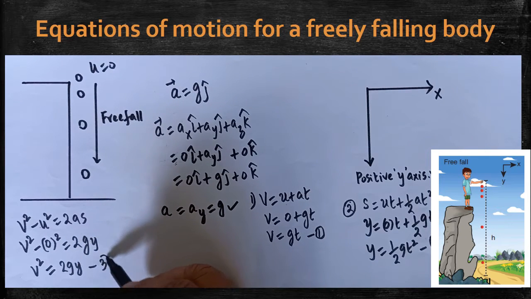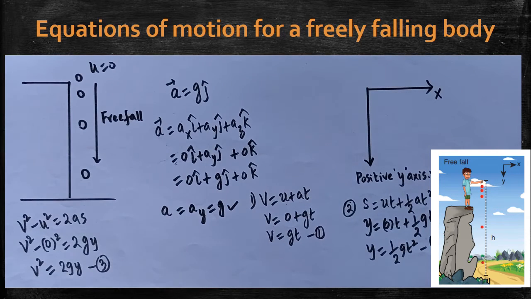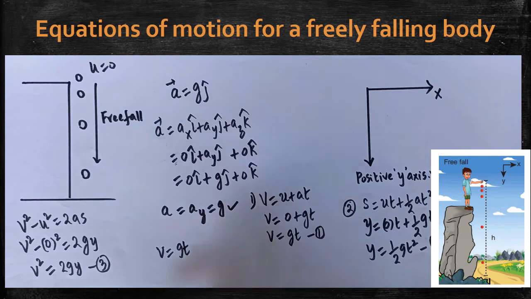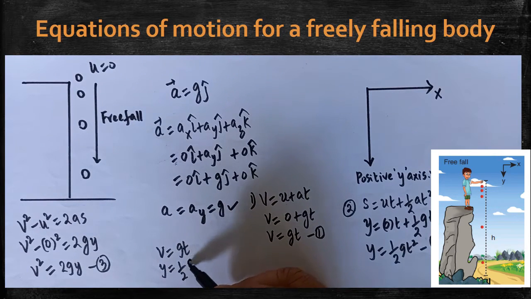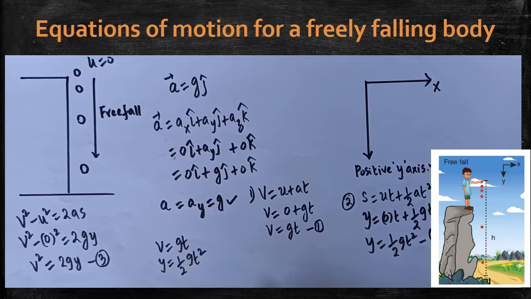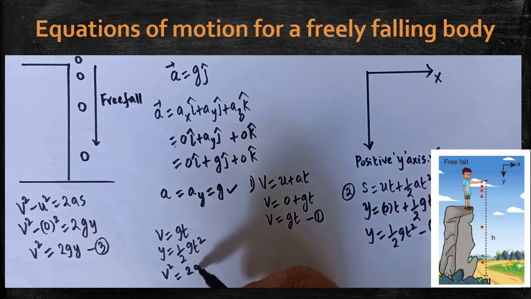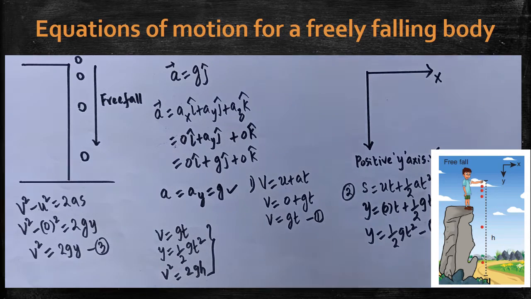So this is called the third equation of motion for the free falling body. Now everything can be summarized in a comfortable form. Understood? The first equation of motion is v is equal to gt. The second equation of motion is y is equal to half gt square, and the third equation of motion is v square is equal to 2gh. These three are called the equations of motion for a free falling body.